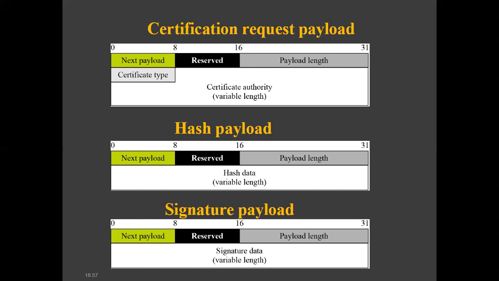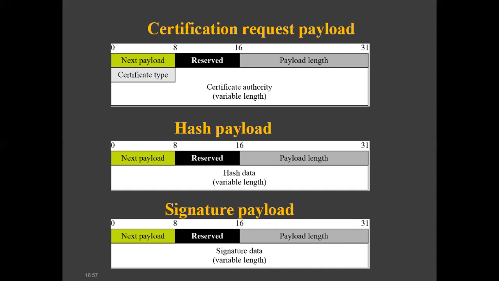And certificate authority field, a variable length field which defines the authority for the key or for the type of certificate issued. The next one is the hash payload. The hash payload is actually carrying the hash value. It is data generated by the hash function, as described in IKE exchange. Here the hash data is a variable length field which carries the hash data generated by applying the hash function to the message or the part of ISAKMP statements.